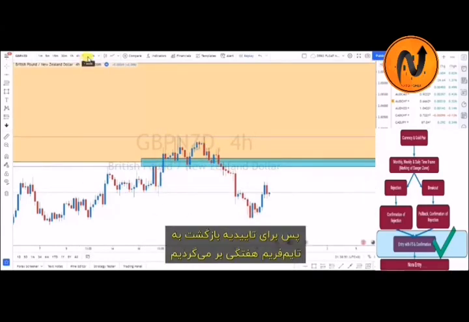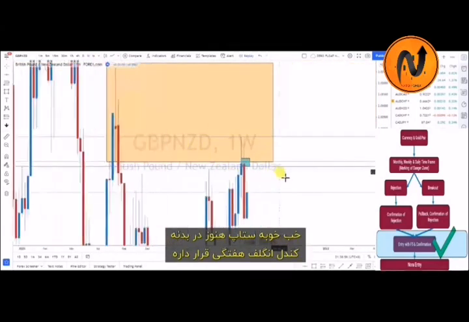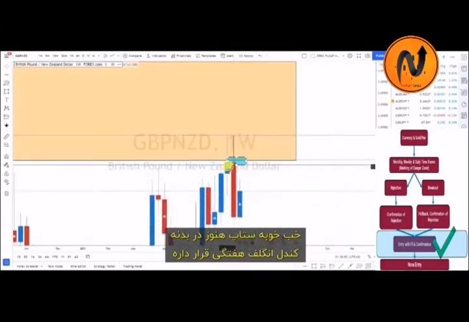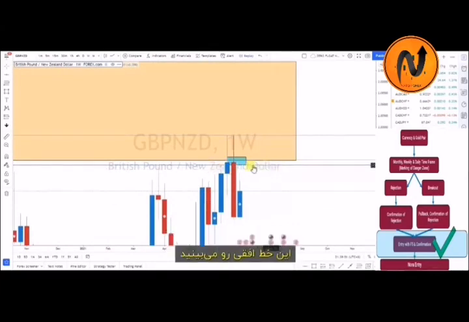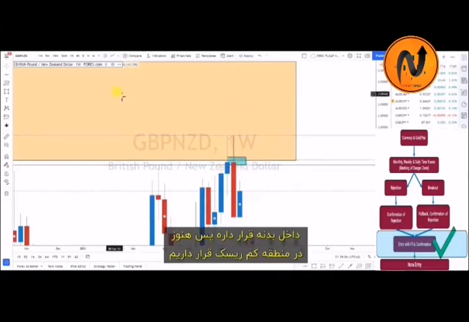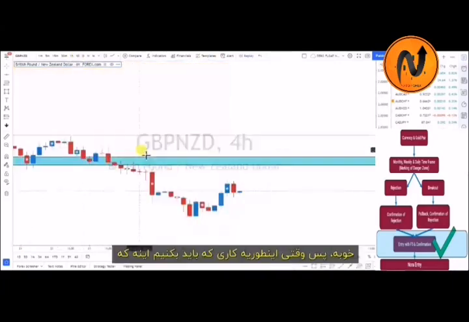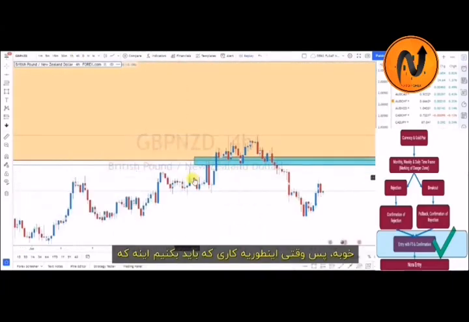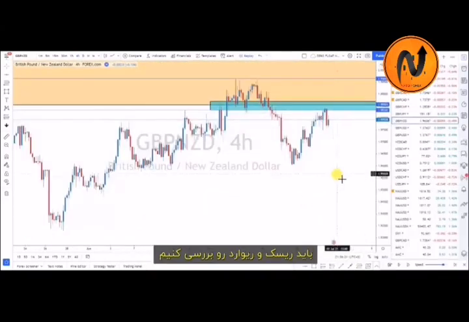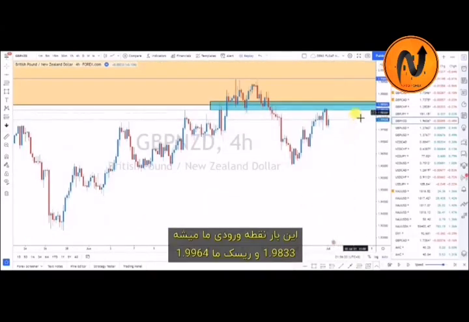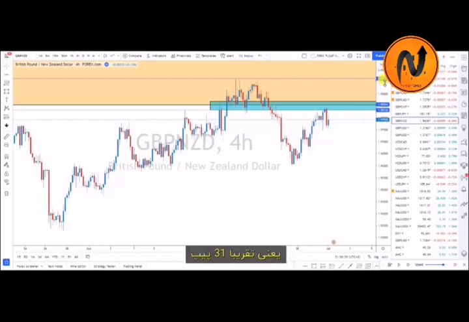So we go back to the weekly time frame for confirmation. Okay, good. The setup is still inside the body of the weekly engulf candle. You see this horizontal line here? It's still inside the body. So we are still at low risk. Good, guys. Once we have this, we check our risk and reward. This time, our entry point will be 1.9833 and our risk is 1.9964. So this is about 31 pips. So we have significantly dropped the risk by half.